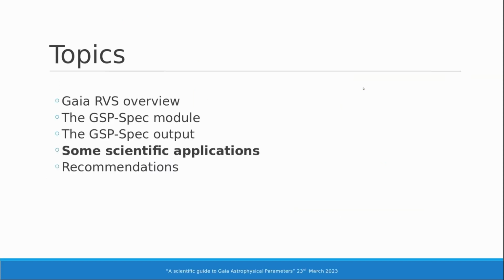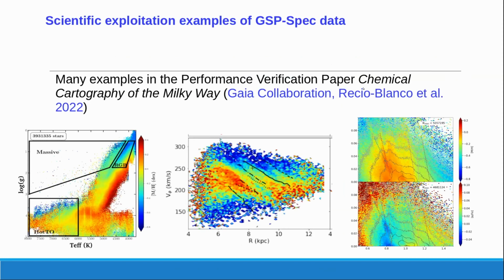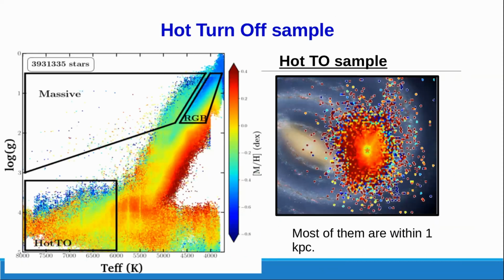Now I will show some scientific applications. There is a performance verification paper of the Gaia team in which we explore many different applications for the chemical cartography of our data, of the GSPSpec data. I will summarize some of them.